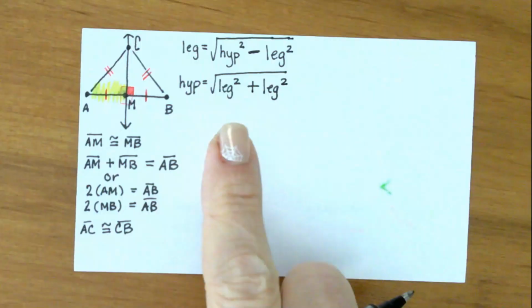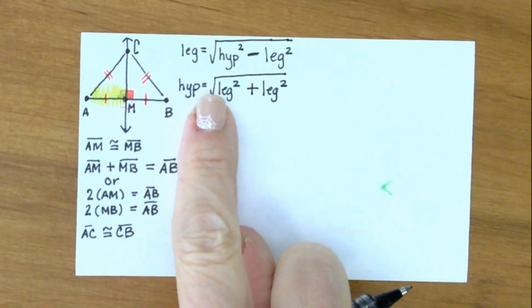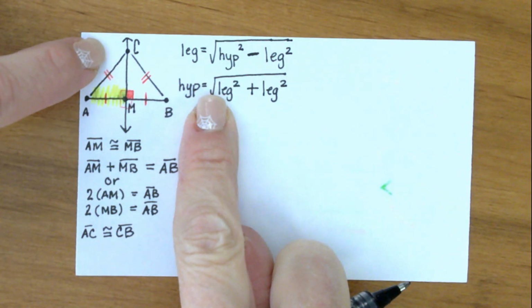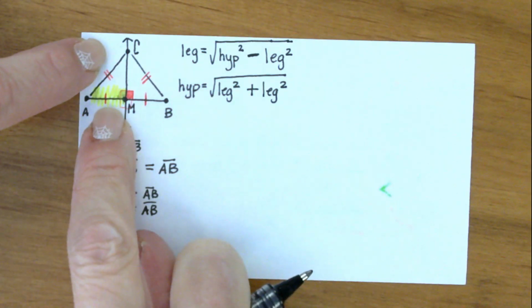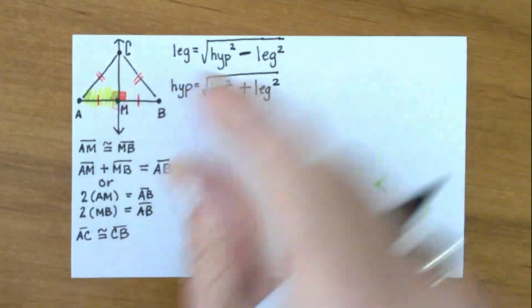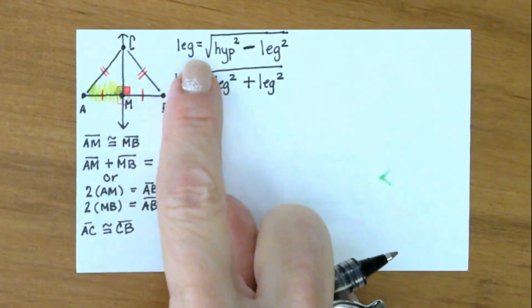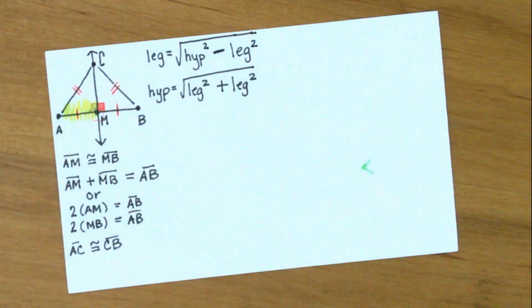Some of you are still only using this one that I'm pointing at right here. You're only using that one. That only works when you're finding that long diagonal side. Okay? If you're finding like this side right here or this side right there, if you're finding one of the legs, you have to use that one. And be careful with your numbers. Use your calculator.